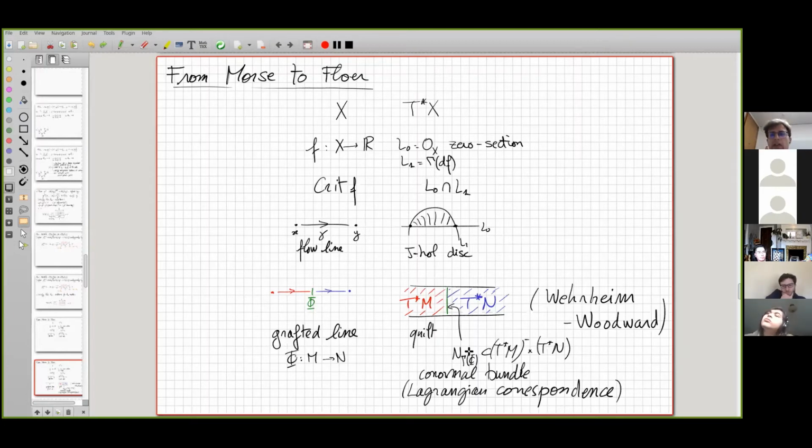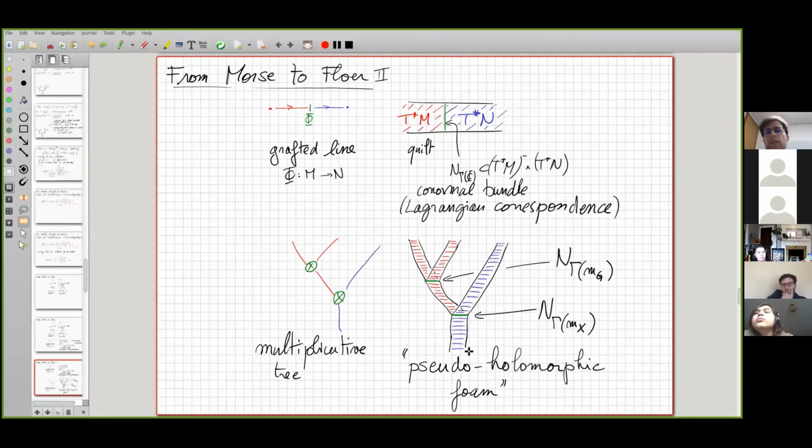And then a particular case of grafted lines are these multiplicative trees. In the same vein, what would correspond to a multiplicative tree as before in Floer homology would be what we'll call a pseudoholomorphic foam. It would look like this. It's like a quilt, except that now you have seams, but they can touch more than 2 patches. And here, you can just use the conormal bundles of these graphs of multiplication maps. That's a pseudoholomorphic foam.